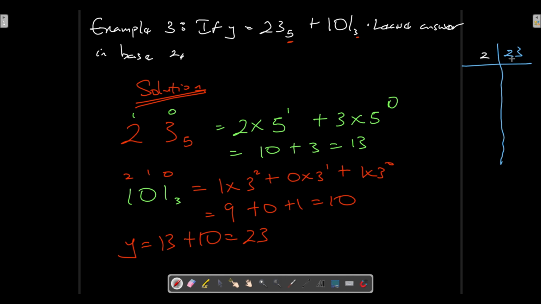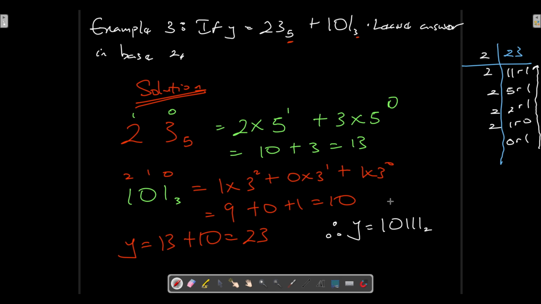So let's just do that somewhere around here. 23 to base 2. 2 in 23, that's 11, remainder 1. 2 in 11, that's 5, remainder 1. 2 in 5 is 2, remainder 1. 2 in 2 is 1, remainder 0. And 2 in 1 is 0, remainder 1. So 23 in base 2. Remember, we're writing upward. Don't forget that, write upward. Therefore, y is equal to 10111 base 2.